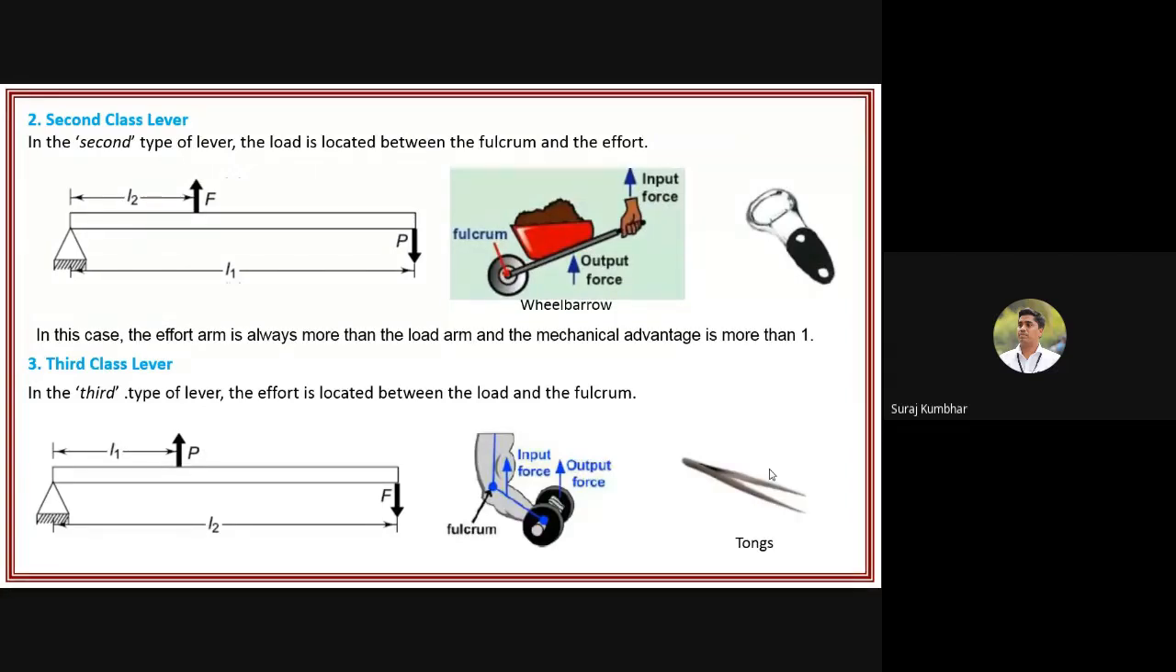What is meant by lever? What is meant by mechanical advantage? What is meant by leverage? What are the types of lever? First class lever, second class lever, third class lever. Then next is the bell crank lever. What is a bell crank lever? When the angle between the load arm and the effort arm is 90 degrees, then that lever is known as a bell crank lever. Are you getting this?